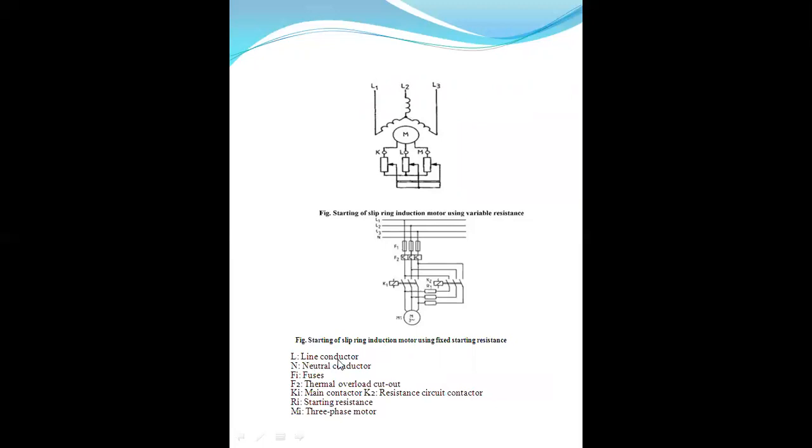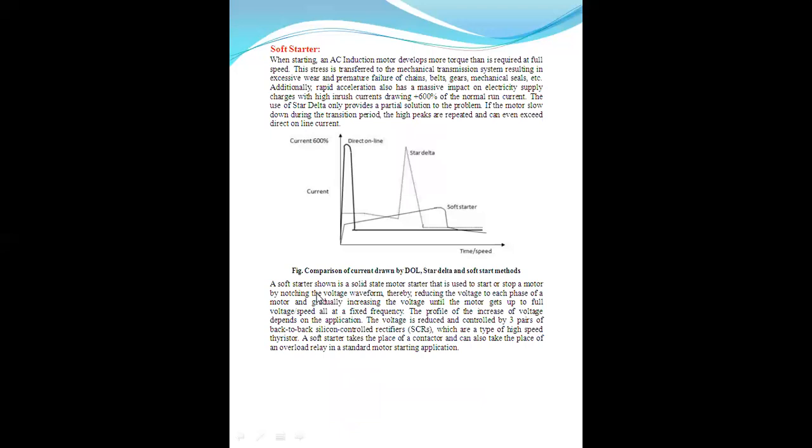L stands for line conductor, N is the neutral conductor, F1 is the fuses, F2 is the thermal overload cutout, and all are given here. K1 is the main contactor, K2 is the resistance circuit contactor, R1 is the starting resistance, and M1 is the three-phase motor, and it is all seen here in this figure. So another method is the soft starting.